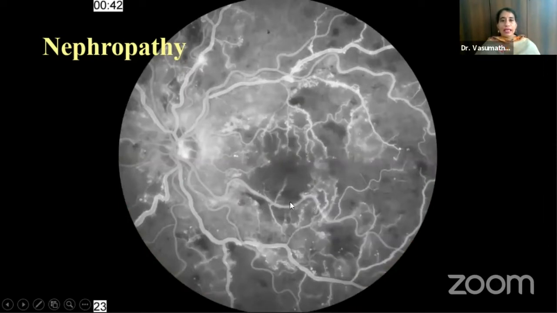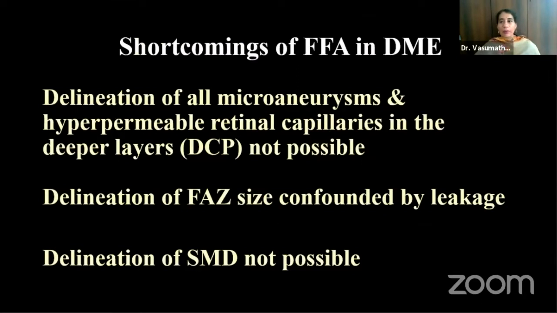You see the parafoveal capillary non-perfusion areas. So this is the reason why the patient has a poor visual acuity. In fact, macular ischemia has been suggested to be a marker of diabetic retinopathy. And of course, there are several shortcomings of FFA apart from the fact that it's an invasive procedure.